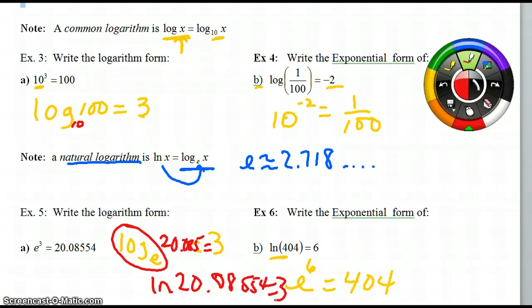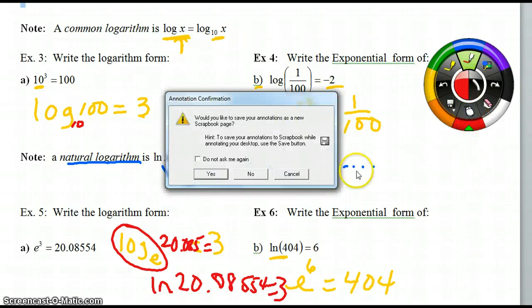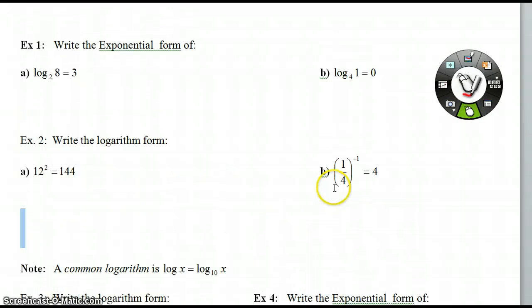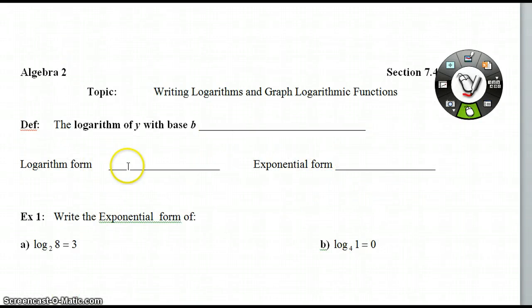So one of the things that I'm going to have you do today is just to get used to notation. And I want you to go back and make sure that your definitions are good, and make sure that you know where to put b, and where you put x, and where you put y.